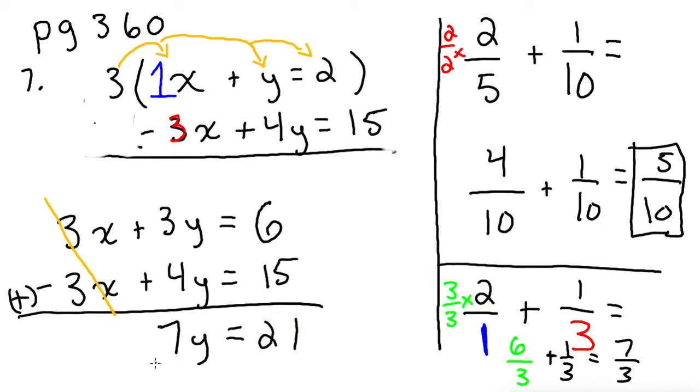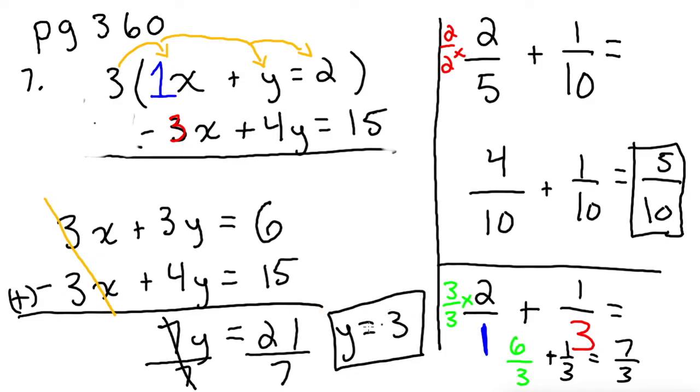So now I'll solve this for y. I got a 7 right here upstairs, so I can get 7 downstairs. So I got 7 divided by 7 will be 1. That'll cancel out. I divide this side by 7, I got to divide this side by 7. So y equals 3.